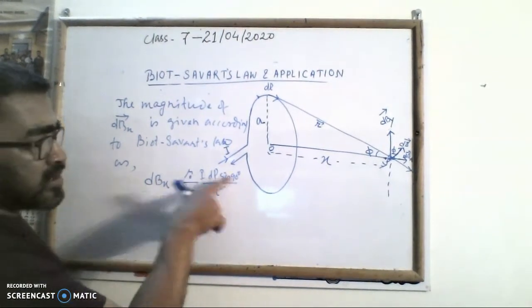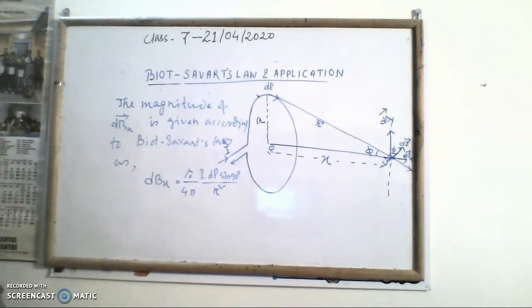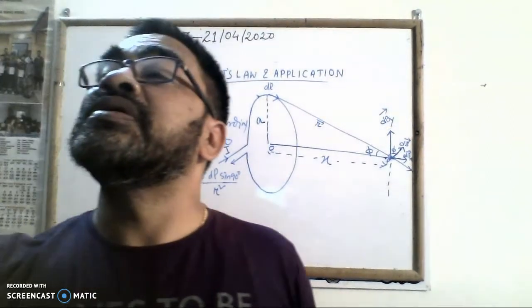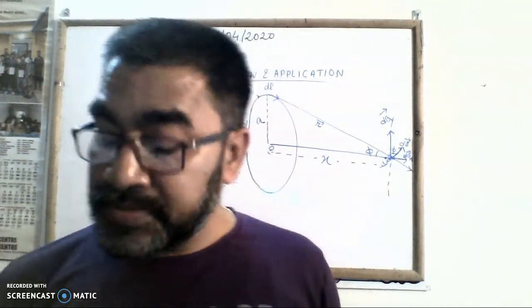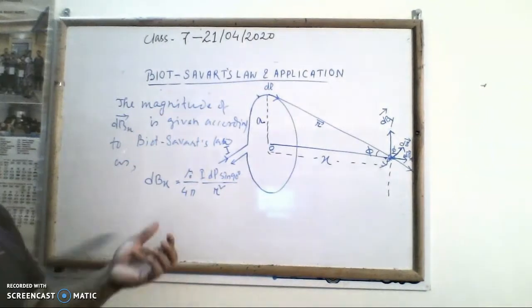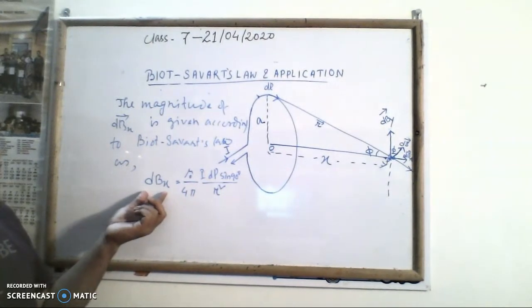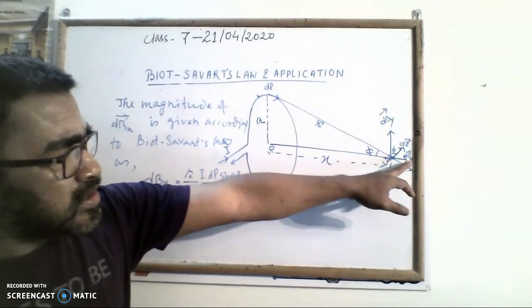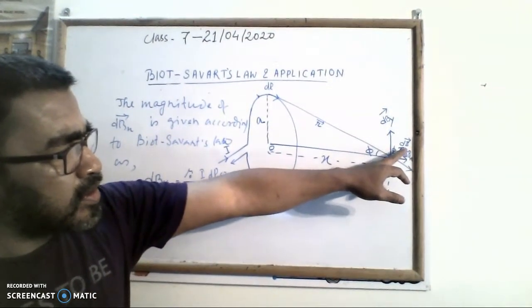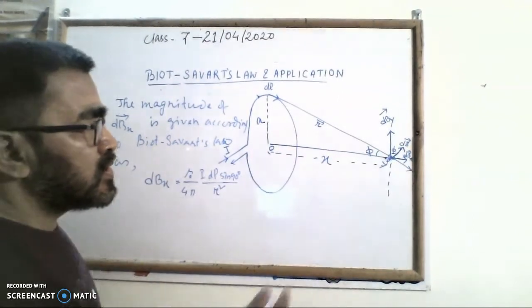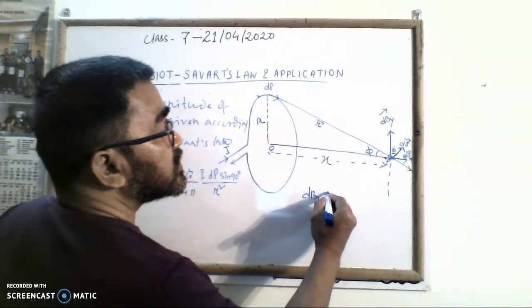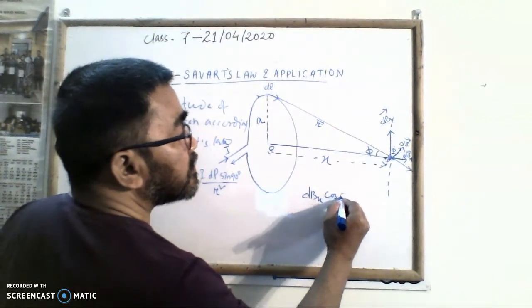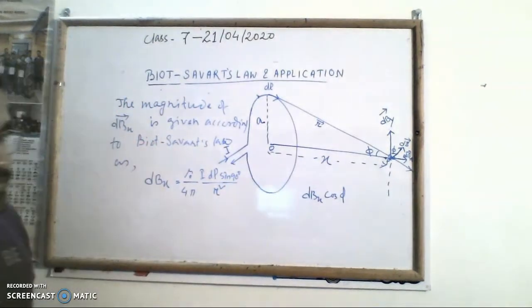Why am I writing sine 90 degrees? Another question. You see, dB is the value, but here since it is a component, a component of the dB vector, its value is dB cos of phi. Is it?